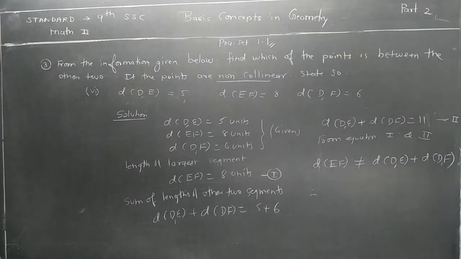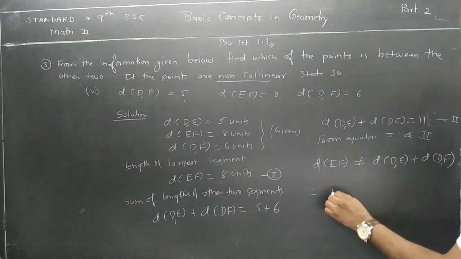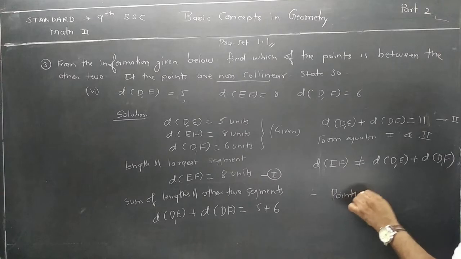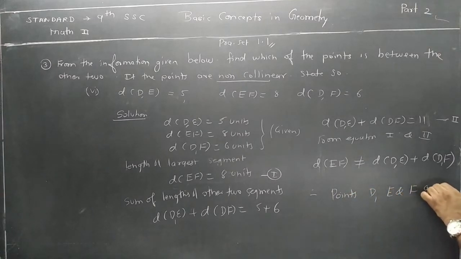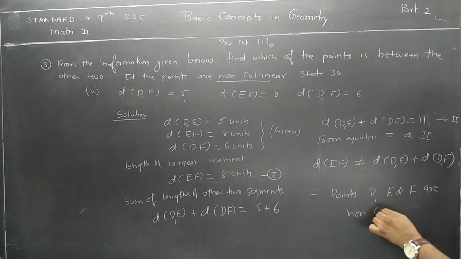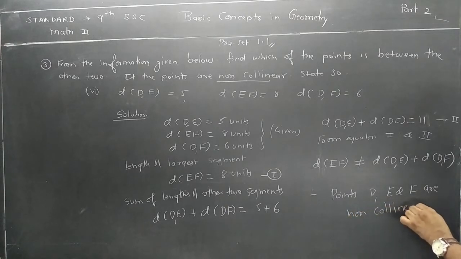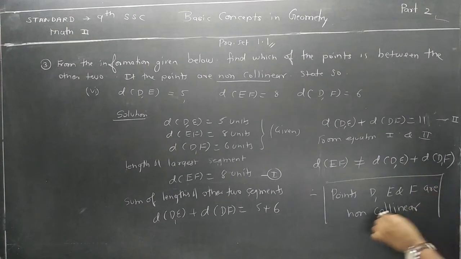So when they are not equal, what can I write? Points D, E and F are non-collinear. These points are non-collinear. Cover this.